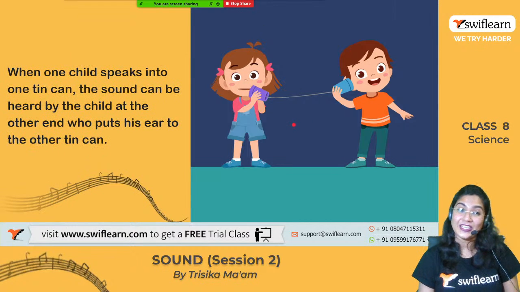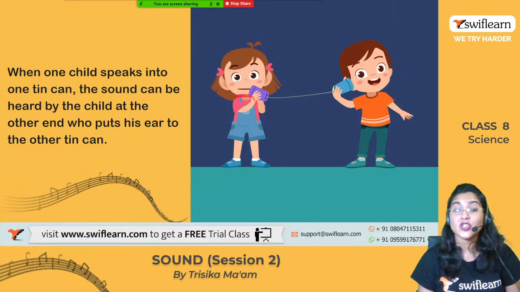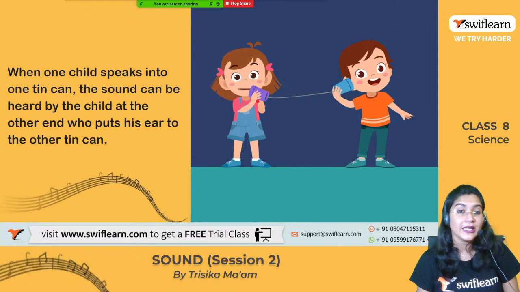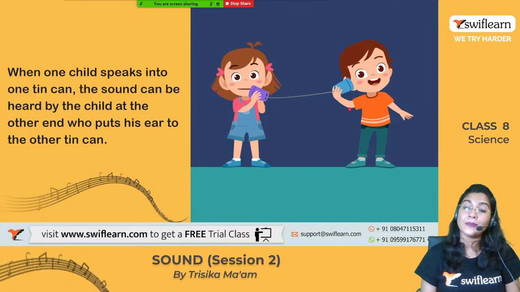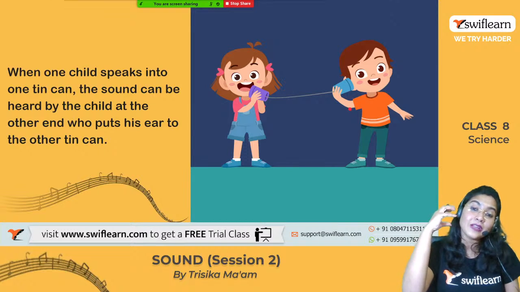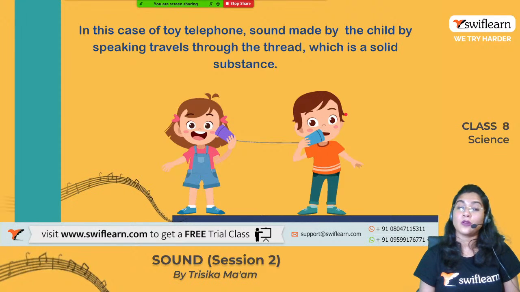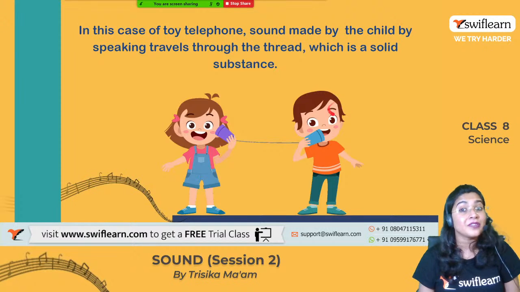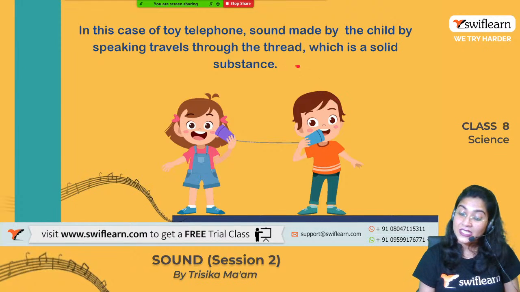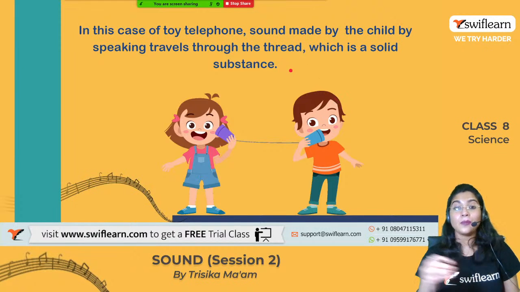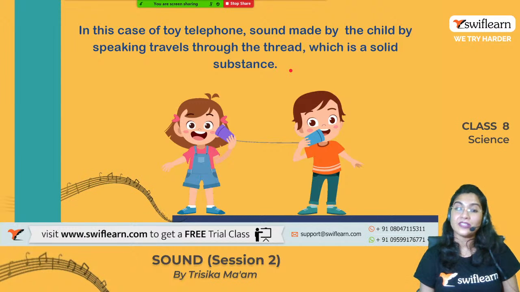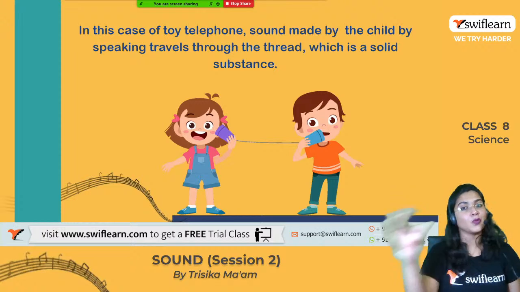Exactly, the string. So when one of the children speaks into the tin can, another child will be able to hear it if he keeps the cup to his ear, right? In his ear. Exactly. It happens because the sound is traveling through the thread. Over here, the thread is the solid substance and it helps in the traveling of the sound. It will help to carry the sound from one room to another.